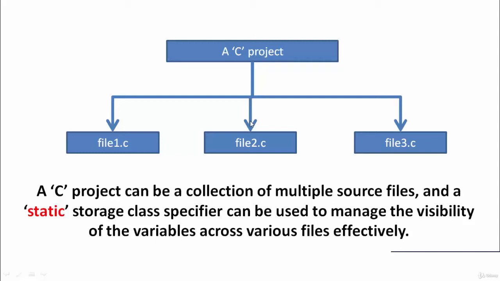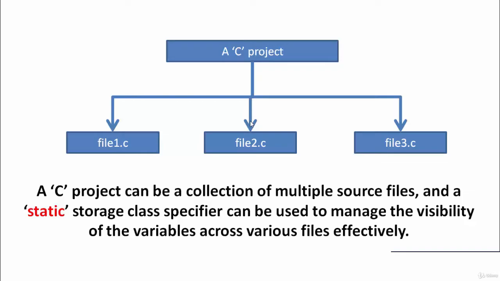So now let's see some more use cases of the static storage class specifier. A C project can be a collection of multiple source files, right? A project may have many source files such as, let's say, file1.c, file2.c, file3.c, etc. Some files may be written by you and some files may be written by someone else who is part of the project. In this case, a static storage class specifier can be used to manage the visibility of the variables across various files effectively.